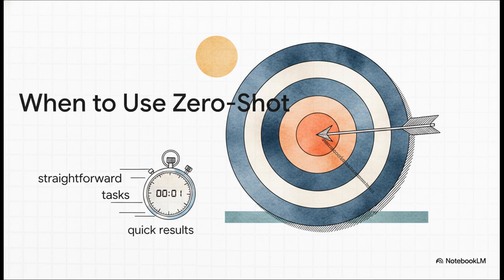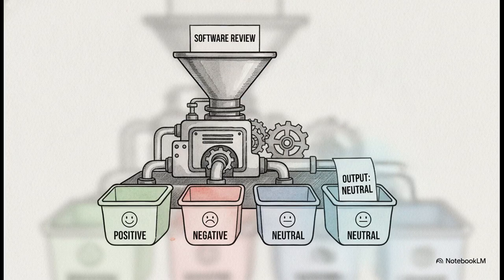Knowing exactly when to deploy this is the key. Zero-shot is absolutely perfect for straightforward tasks where the output format is super clear. You'll want to use this when you just need quick results, no complex setup required, and for tasks the model already understands really well. Seriously, there's no need to over-engineer a prompt if the LLM already knows exactly what to do.